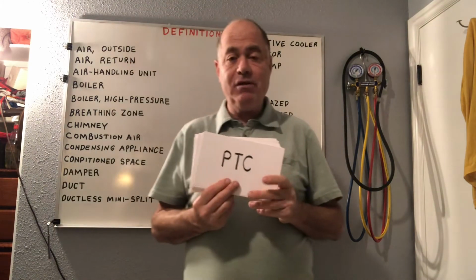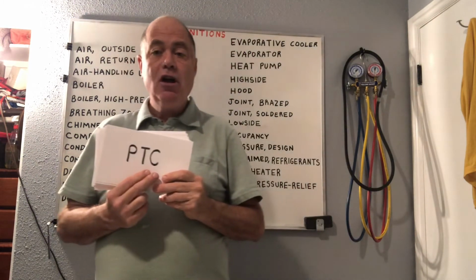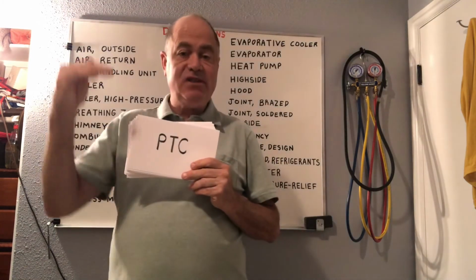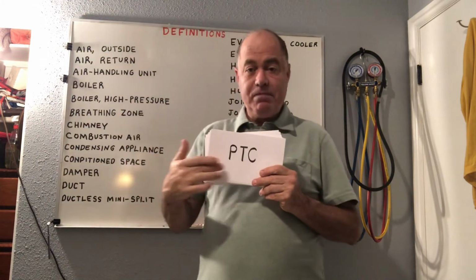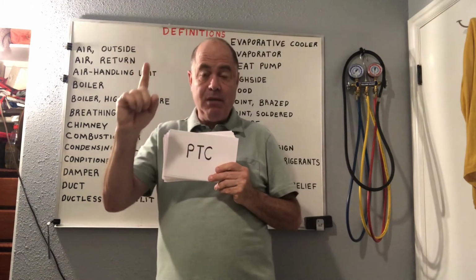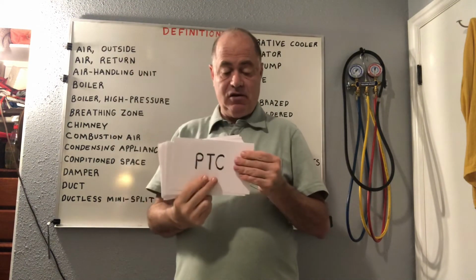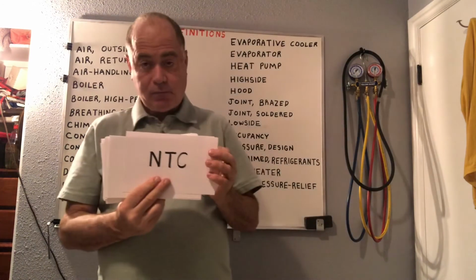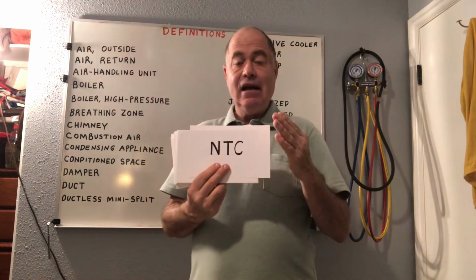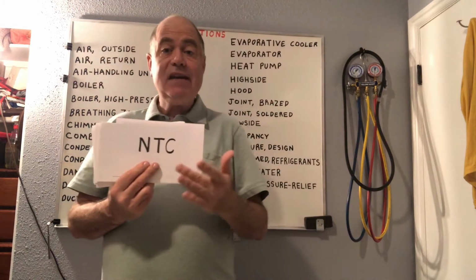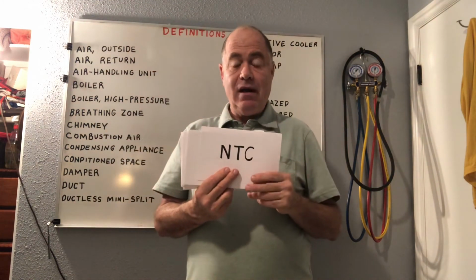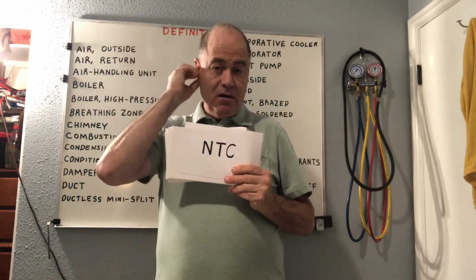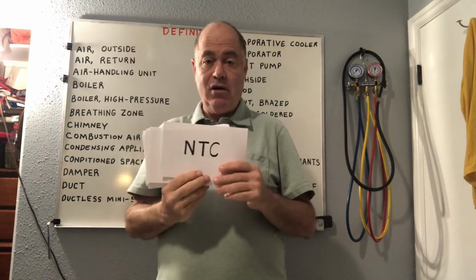PTC is a type of thermistor, positive temperature coefficient. This is something that changes its resistance with temperature. And with PTC, as the temperature goes up, the resistance goes up. And conversely, NTC is a thermistor, negative temperature coefficient. That means the thermistors, as the temperature goes up, the resistance goes down on the thermistor.